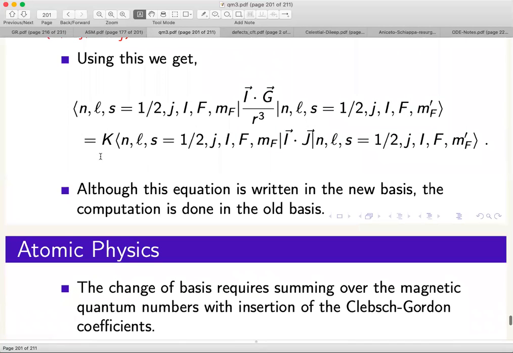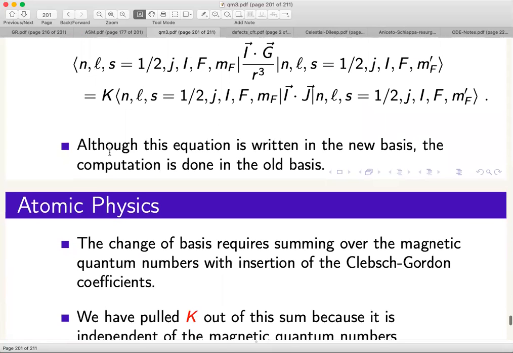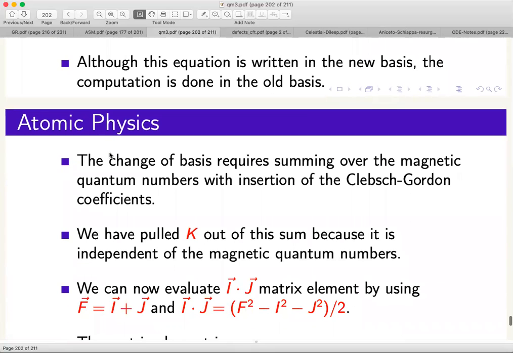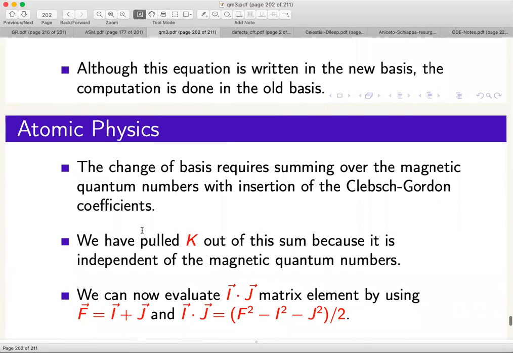Okay, this entire stuff is based on the Wigner-Eckart theorem, telling you that K, which is part of the reduced matrix element, doesn't know about magnetic projections at all. Okay, fine. So now what we'll do is replace I dot J by using the same old trick that we did in quantum mechanics, where we replaced L dot S by J squared minus L squared minus S squared. We'll do the same thing here. We write I plus J is equal to F, and then write down I dot J is equal to F squared minus I squared minus J squared by 2.